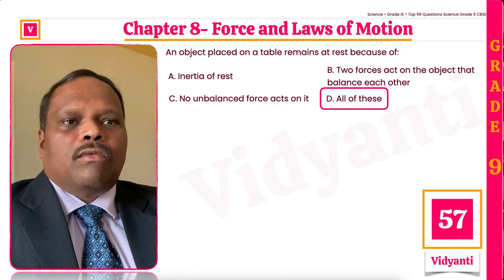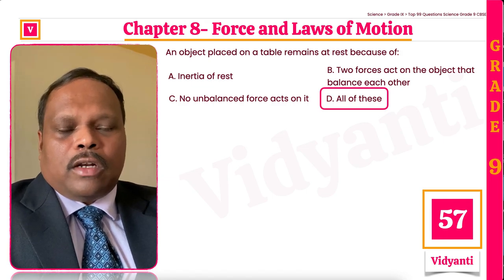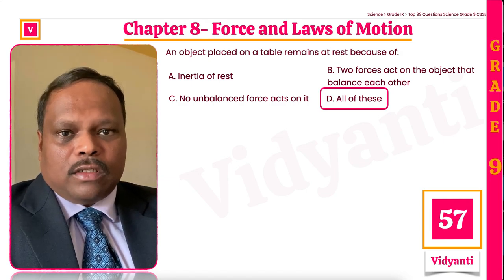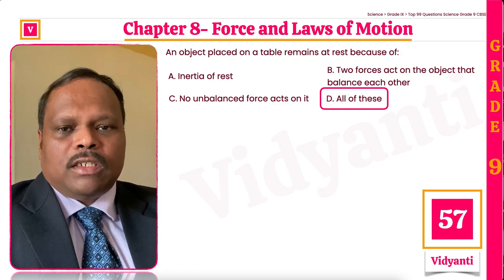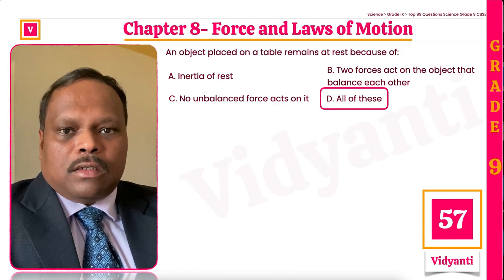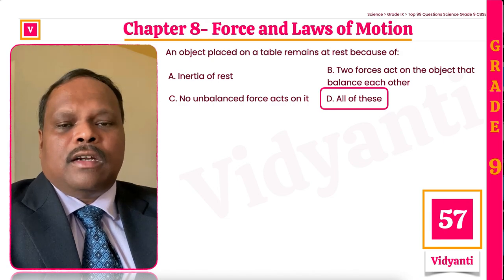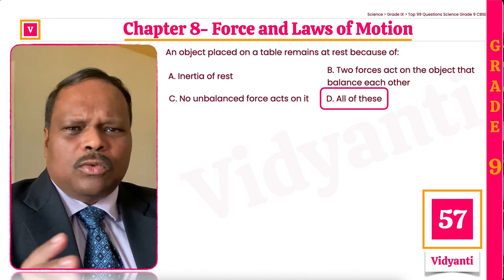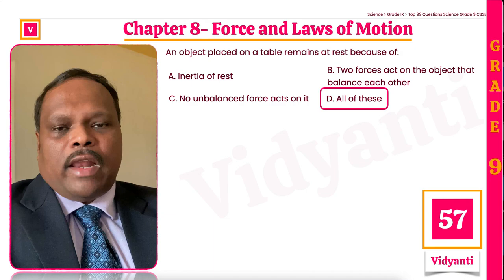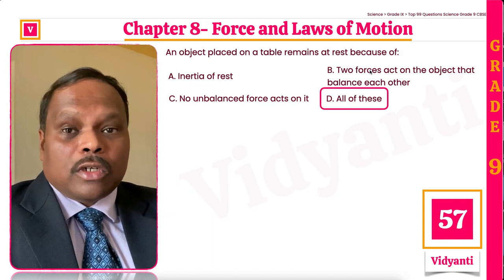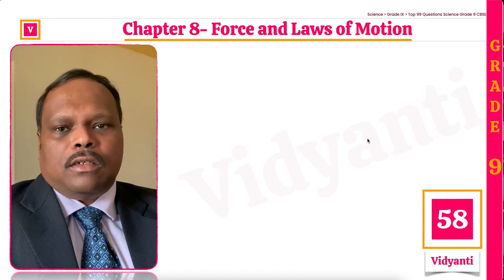In fact, when an object is placed on a table, it has gravity force, the weight, which is acting downwards. At the same time, the surface of that plane is exerting normal reaction. So these two are equal and opposite, they balance each other. So this is also a correct option. So all of these will be correct.